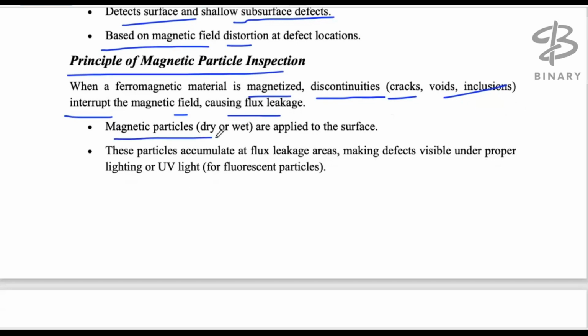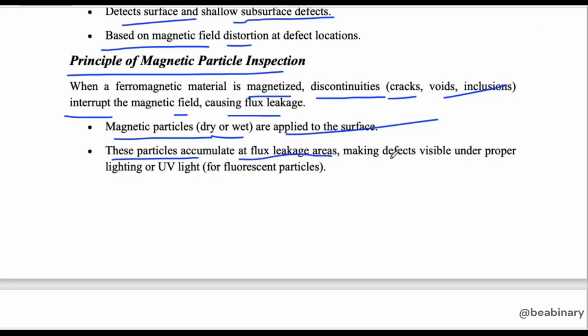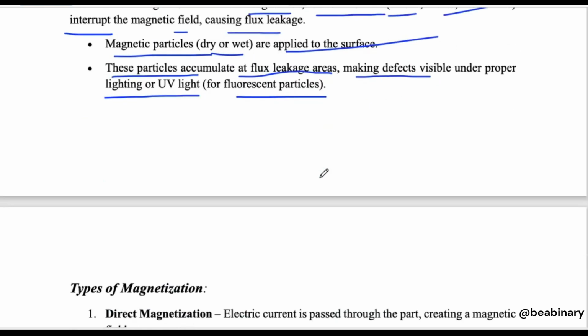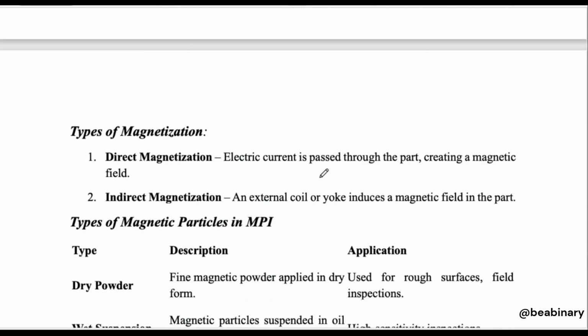Magnetic particles, dry or wet, are applied to the surface. These particles accumulate at the flux leakage area, making defects visible under proper lighting, or under UV conditions for fluorescent particles. This is the method. With the help of MPI, we can easily detect the defect.